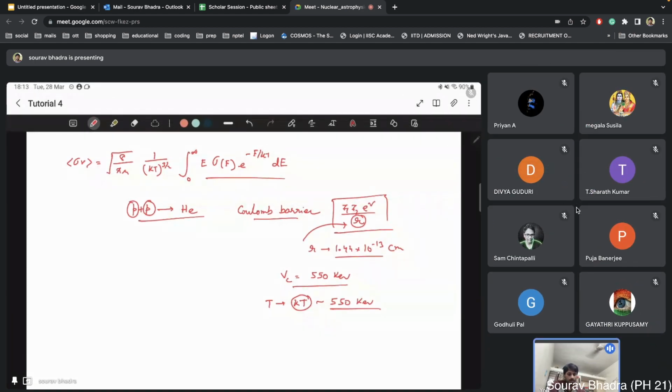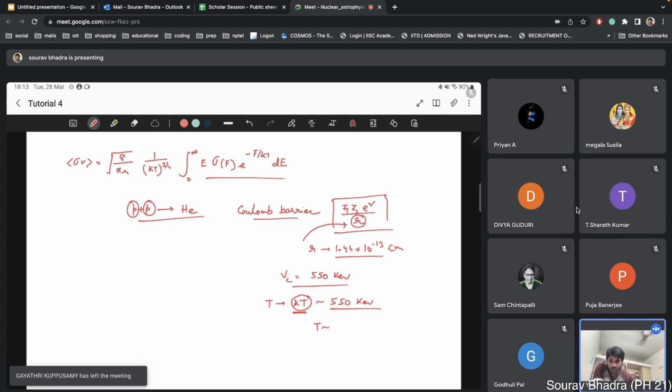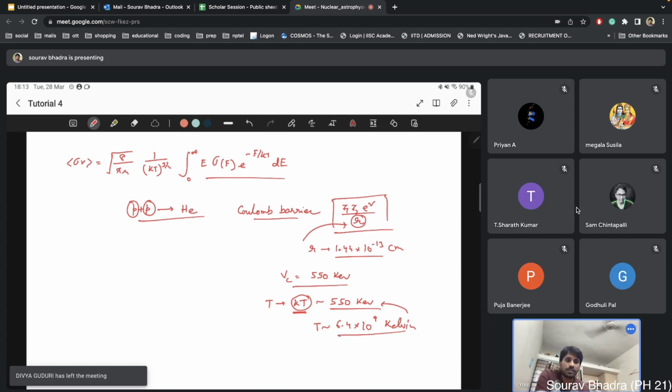So, what I was telling is that if your temperature is such that kT, which is the thermal energy, is 550 keV, then that reaction can happen. For this calculation you can find that if your T is of the order of 6.4 times 10 to the power 9 Kelvin, then your kT is 550 keV, and that reaction can happen.